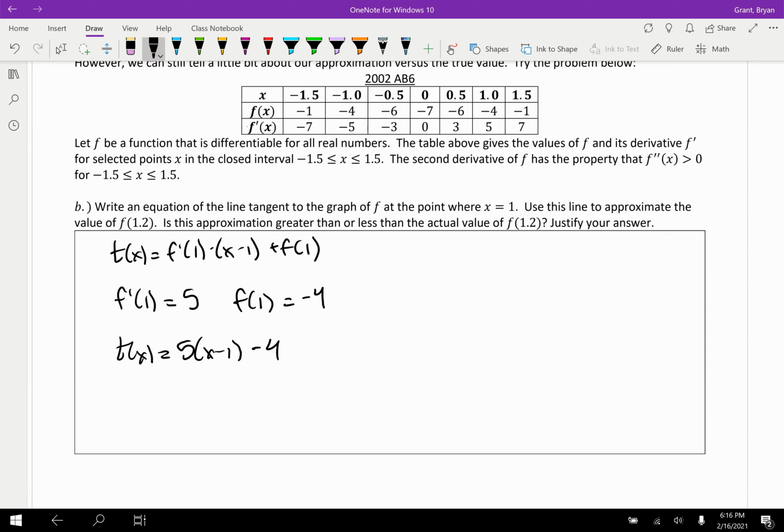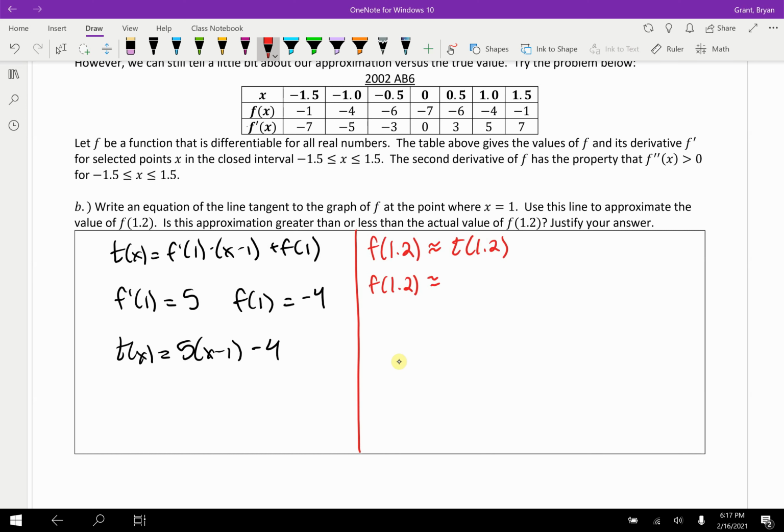And then they ask us to approximate the value of f of 1.2. We do want to be pretty careful with this in that we want to use that approximately. We don't want to say f of 1.2 equals. We are just approximating. It could be equal, but it probably isn't. Okay, f of 1.2, and then we continue down.